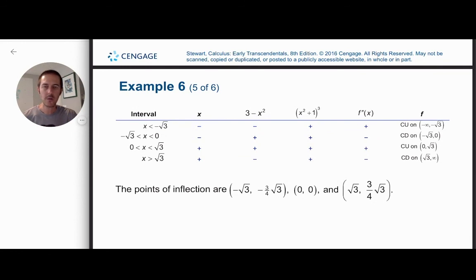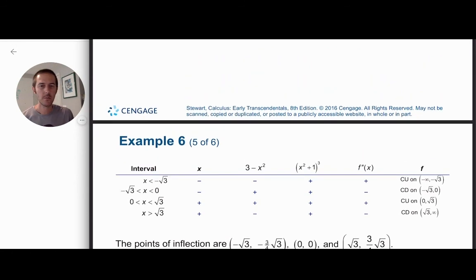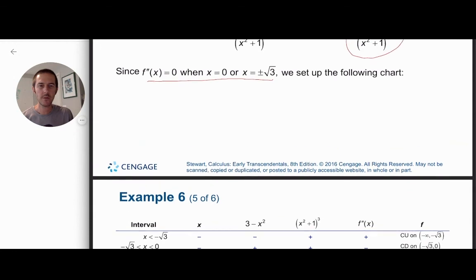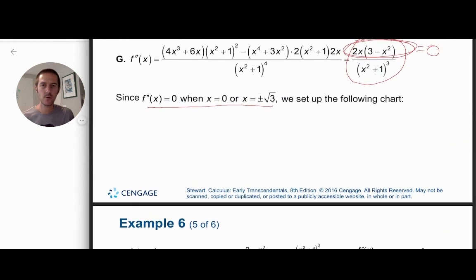So we know where the second derivative is equal to 0. That doesn't tell us anything about concavity. We either need the second derivative to be greater than 0, which indicates concave up, or less than 0, and therefore concave down. Positive or negative, greater than 0 or less than 0.